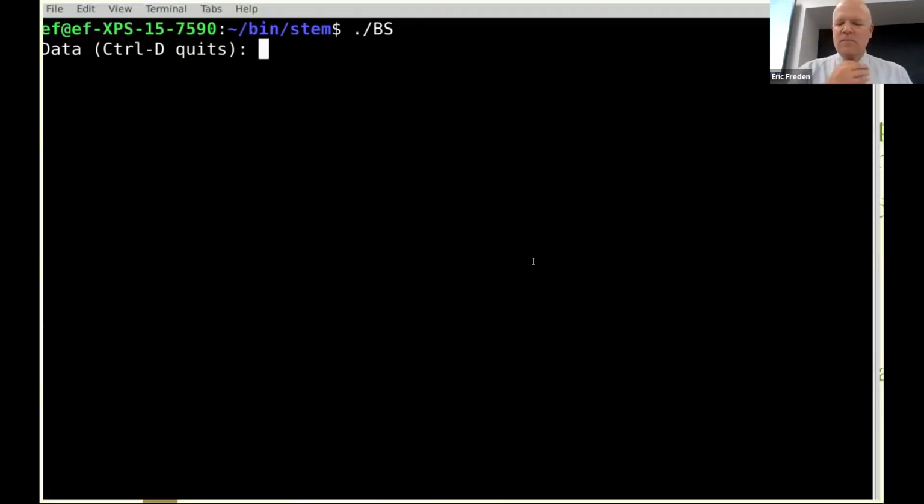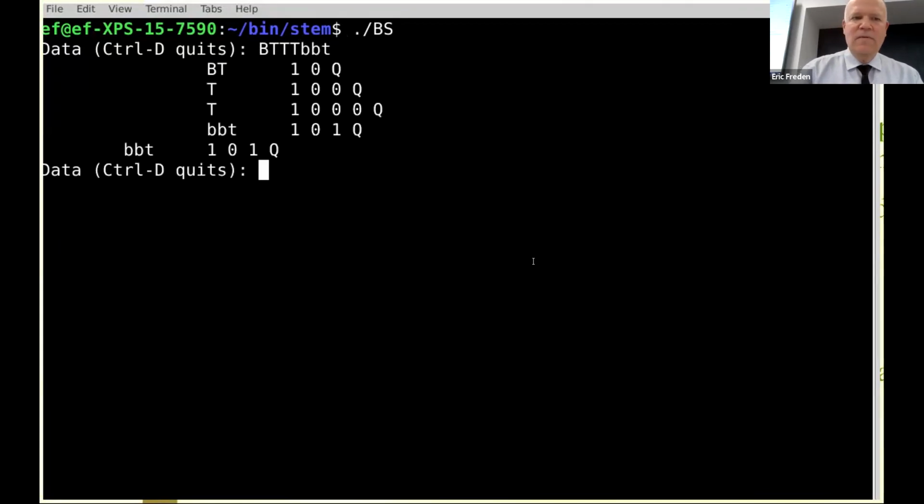Okay, so this is some code that my student wrote. Let's suppose I've got a sequence: I've gone up, sit down, let's go another down, another down, let's go BT. Okay, is that accepted? Yes, it is.